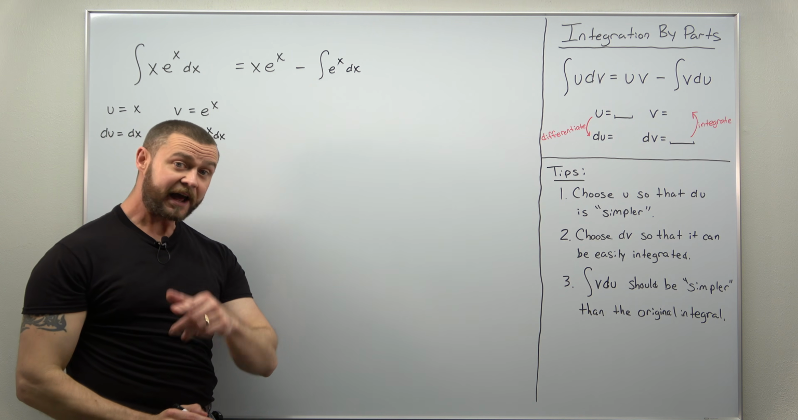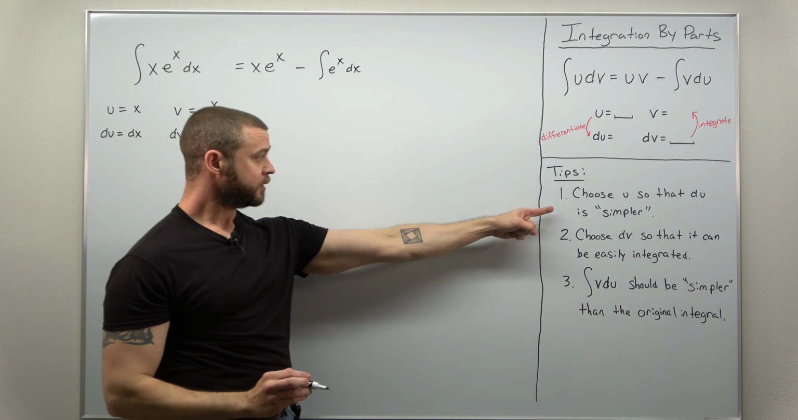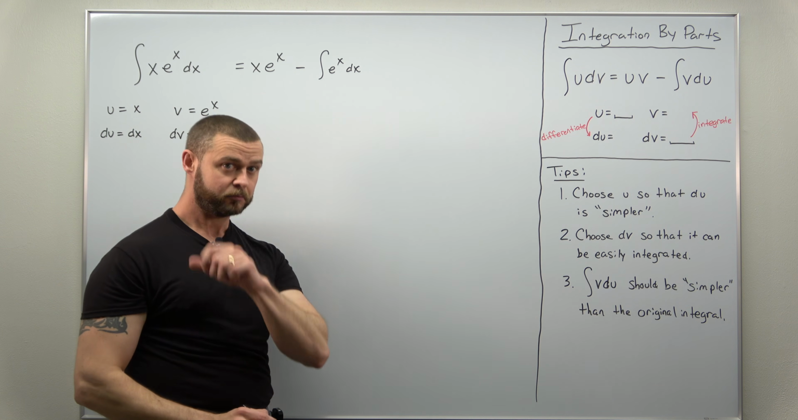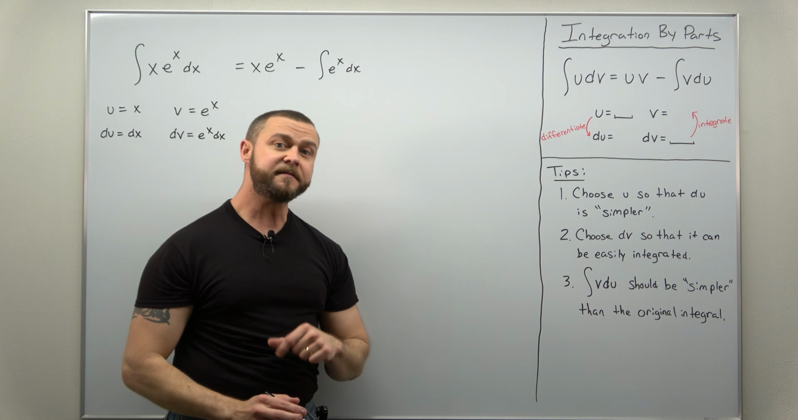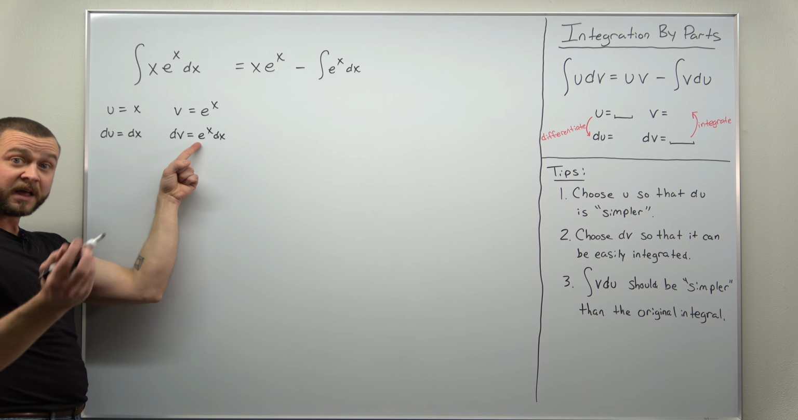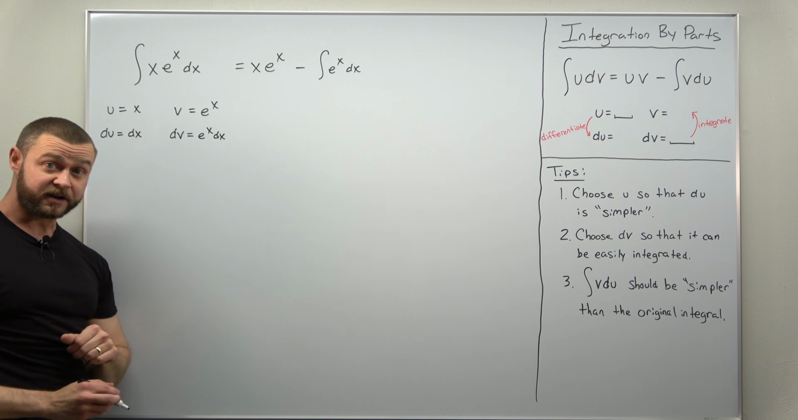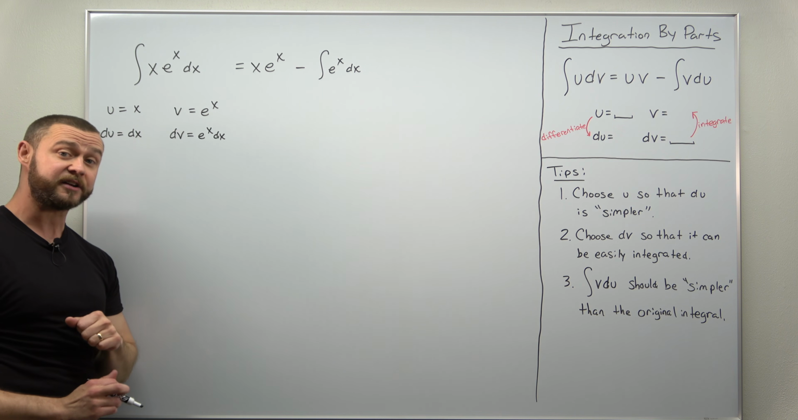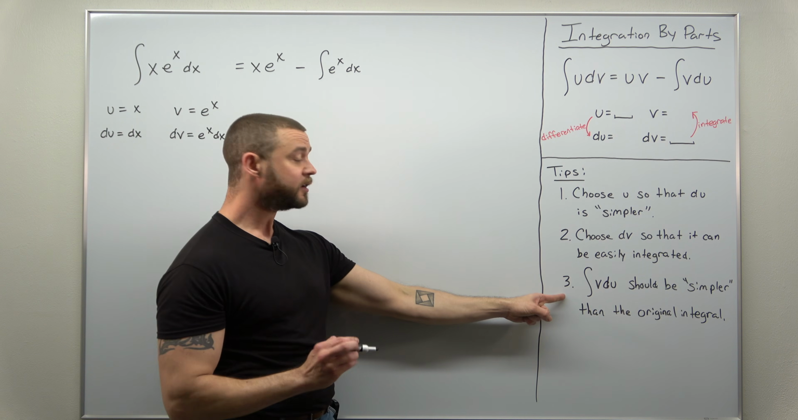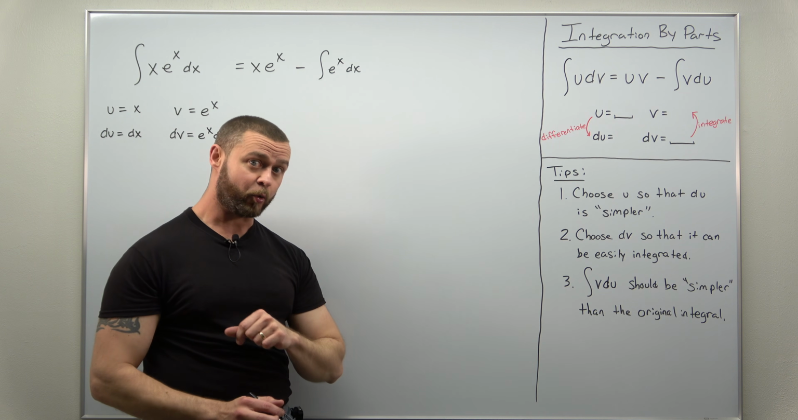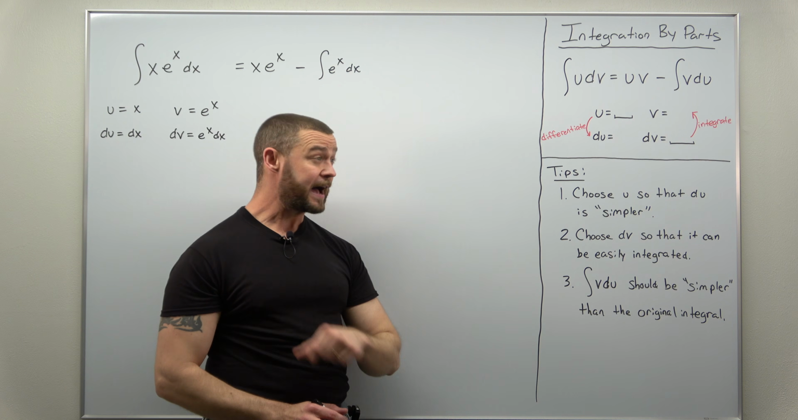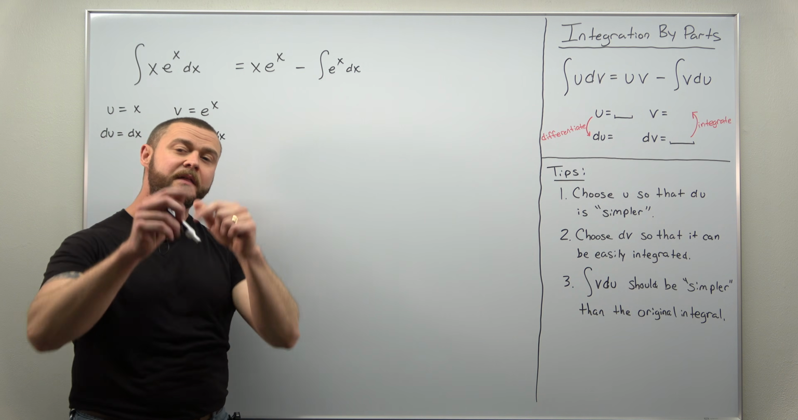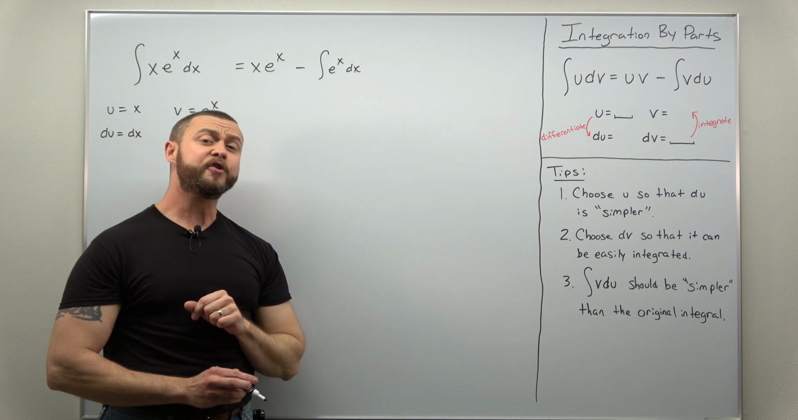All right, if we check all three of our tips, the first one is satisfied. The derivative of x is 1. That's simpler. Second tip, dv should be easy to integrate, and e to the x, that's very easy to find an antiderivative. e to the x is its own derivative and antiderivative. And the third tip, which is also really important, is the integral that you have at the end, the integral of v du, should be simpler than the original integral.